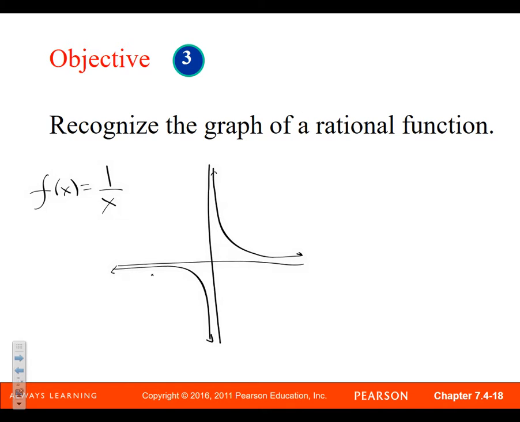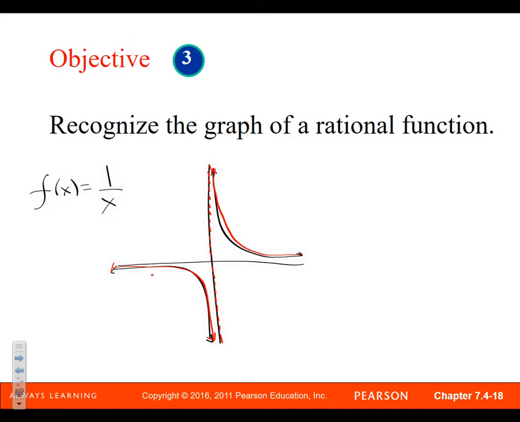Okay. However, here's a question. Do you see how this gets closer to this line, never touches it? Does the same thing there. It's getting really, really close to the y-axis, but it never touches it. Do you guys remember the word for that? Starts with an A, ends with an asymptote. Yeah. We call that an asymptote.